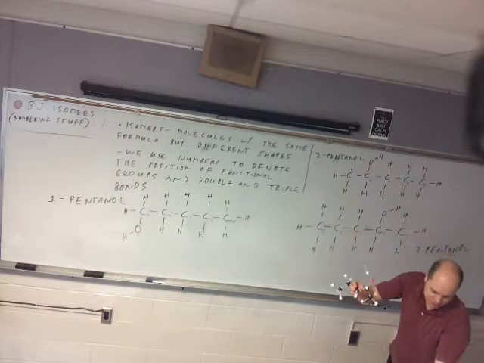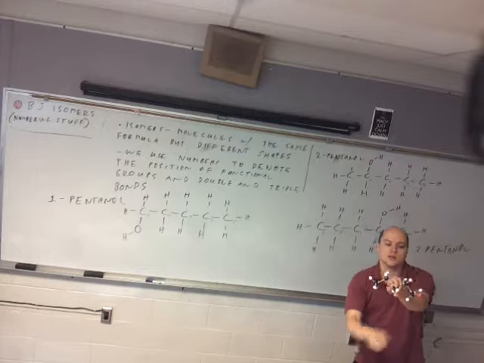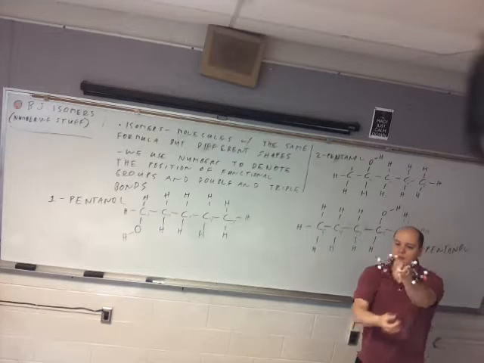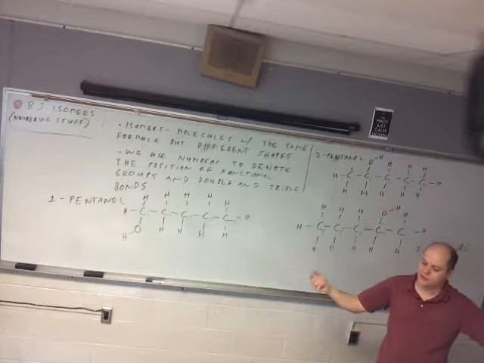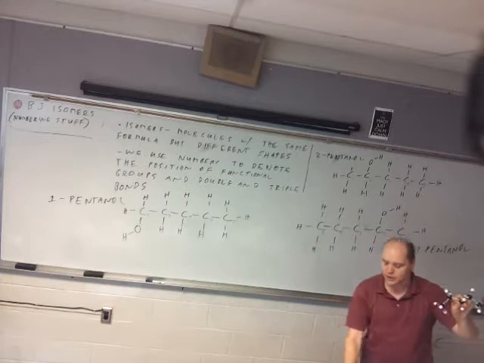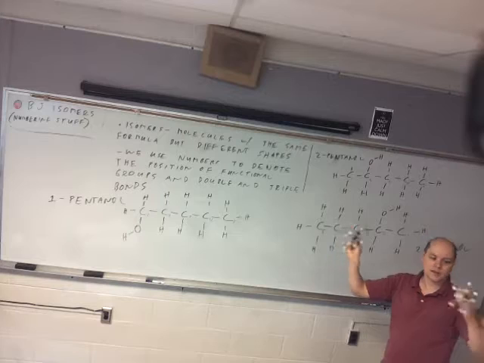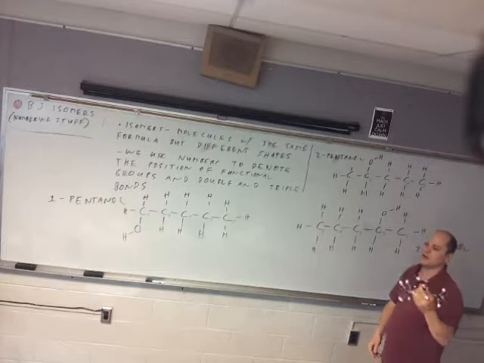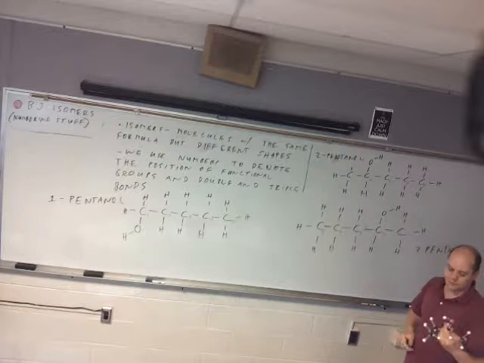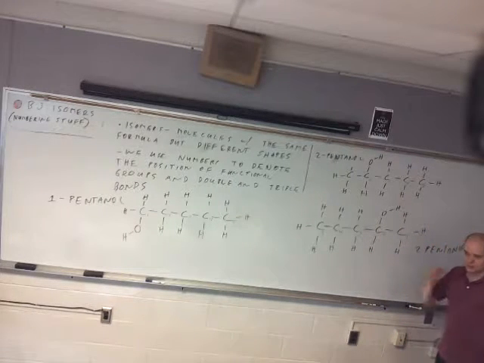Now 1-pentanol is different. 1-pentanol, my oxygen's on the end. So 1-pentanol or 5-pentanol would be the same thing. 5 doesn't exist because of the numbering system. But 1 and 5 would be the same thing. 2 and 4 would be the same thing. So this is 1, this is 2, and then the only other choice is 3. You don't have a 4 or 5 because that would be redundant. So, does that make sense?